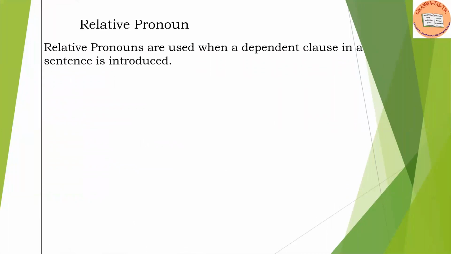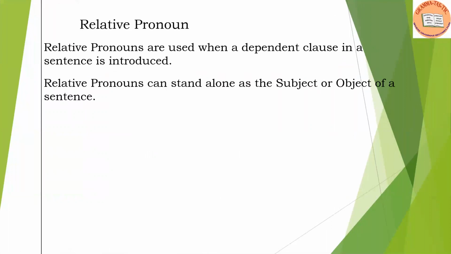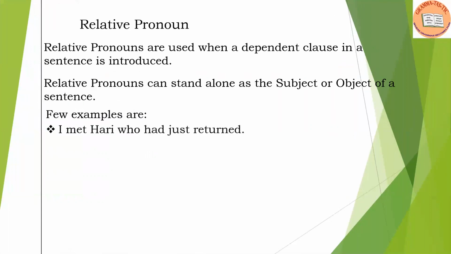Then comes the relative pronoun. Relative pronouns are used when a dependent clause in a sentence is introduced. Relative pronouns can stand alone as the subject or object of a sentence. Few examples are, I met Hari, who had just returned. Here, who is joining both the sentence.